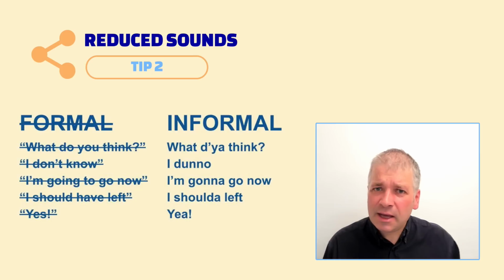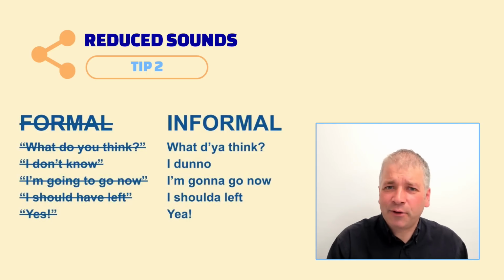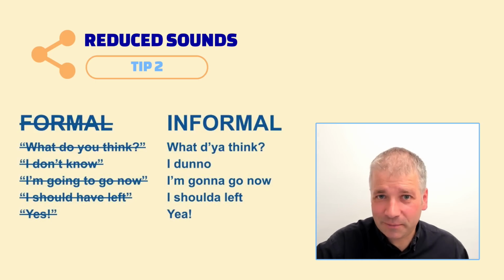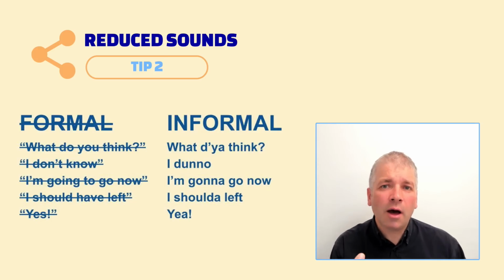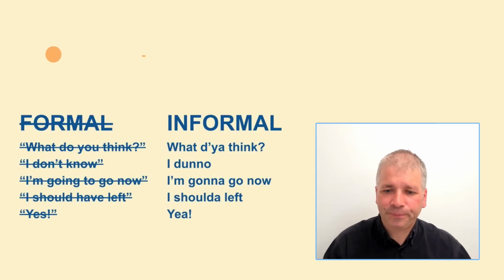And you'll see in the list on the informal side of the page, you'll see that often the sound of the consonant is replaced with "a." I don't know, I dunno. I'm going to go now, I'm gonna go now. I should have left, I shoulda left. And we use this sound, the schwa sound in English, to reduce what we are saying.